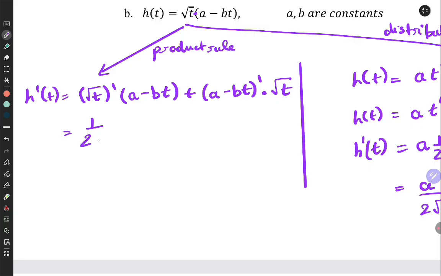Go ahead. Square root of t. There we go. My bad. Okay, square root of t. A minus bt plus, what will be the derivative of that one? Oh no, minus b. Everybody agree? Because a is constant. Derivative of a is 0. Negative bt is just negative b. Okay, times square root of t.